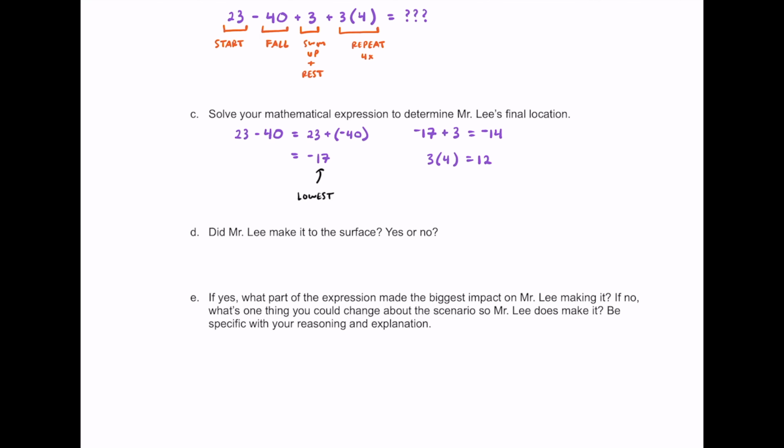And then what are we doing? Well, we were at negative 14, but we're swimming up a total of 12 meters here. So we're at negative 14 plus 12, and that's going to be negative 2. This negative 2 tells us our final location before I run out of energy. Final location here, we can say it's going to be 2 meters underwater.